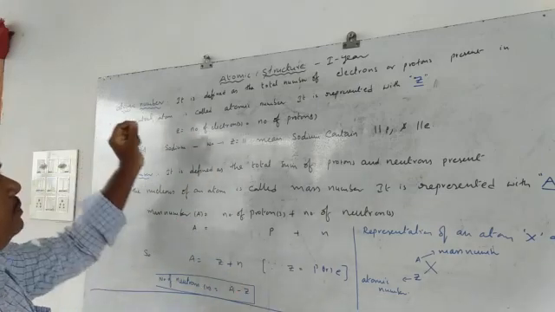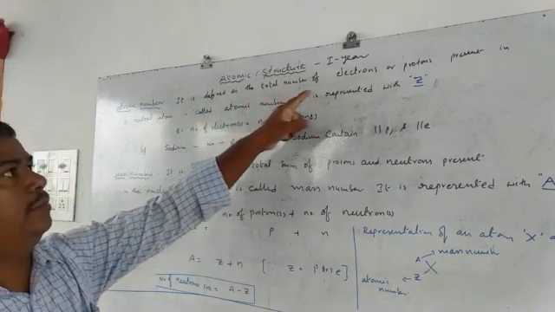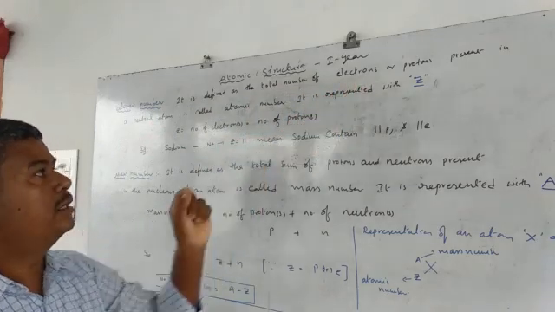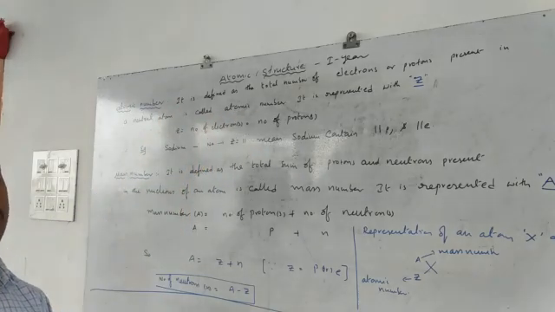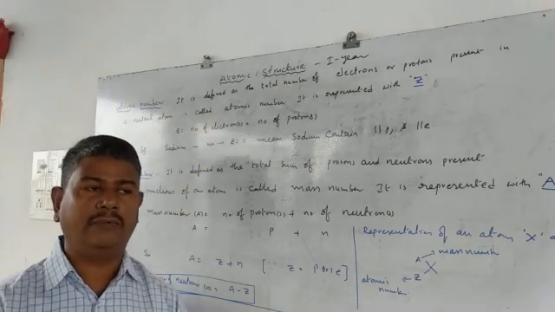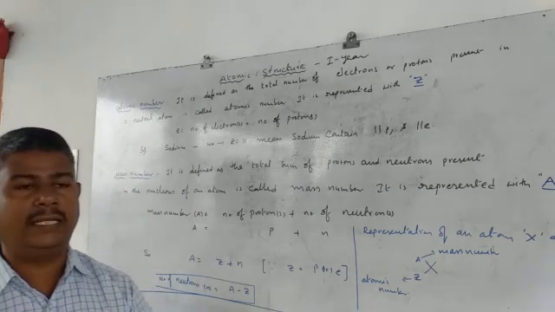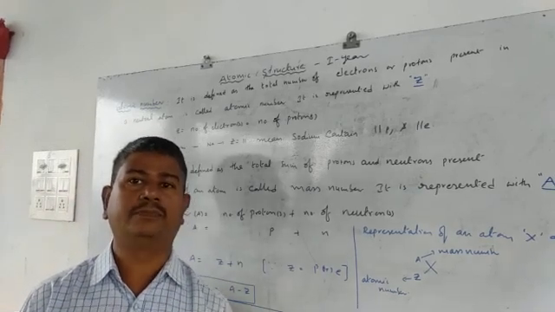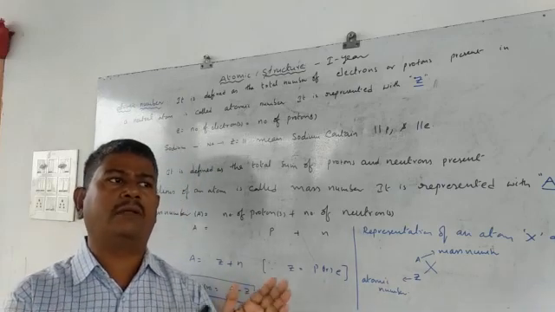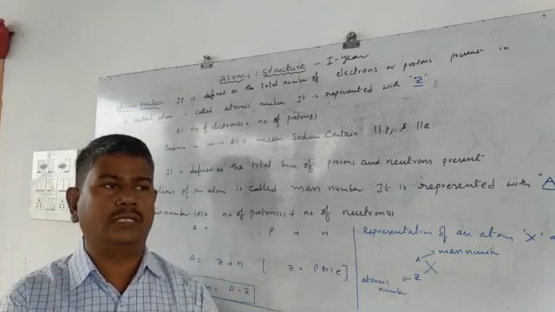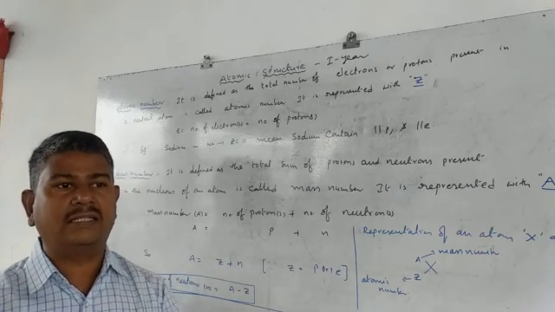Once observe the blackboard. Atomic number is defined as the total number of electrons or protons present in a neutral atom. We already know that every atom consists of electrons, protons and neutrons. So in a neutral atom, the number of electrons is equal to the number of protons. That means the number of electrons existing outside of the nucleus is equal to the number of protons in the nucleus.